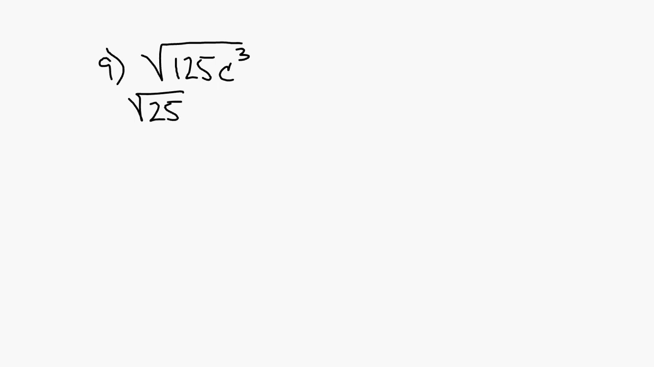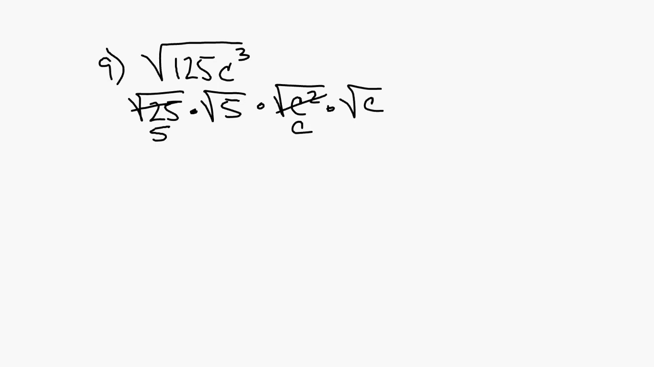Number 9, the square root of 125c to the 3rd. All right, this factors to the square root of 25 times the square root of 5 times the square root of c squared times the square root of c. Your 25 is a perfect square, and your c squared is a perfect square. So outside of this radical, you'll have 5 times c, which is 5c. And inside the radical, you'll also have 5 times c, which is 5c.